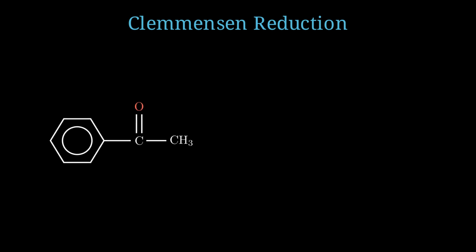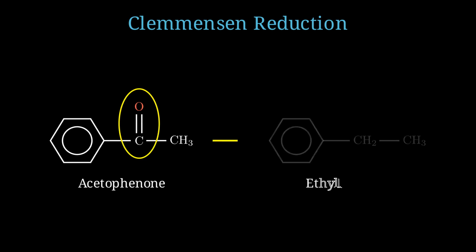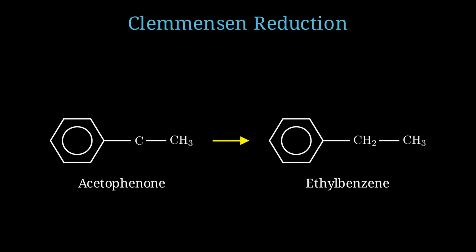Let's look at the basic transformation. On the left side of our screen, we have a ketone. Let's use acetone as our example. Notice that carbon-oxygen double bond. To turn this into a simple alkane, we need to strip that oxygen away. But oxygen is electronegative and tightly bound. To get rid of it, we need a specific, somewhat aggressive set of tools.